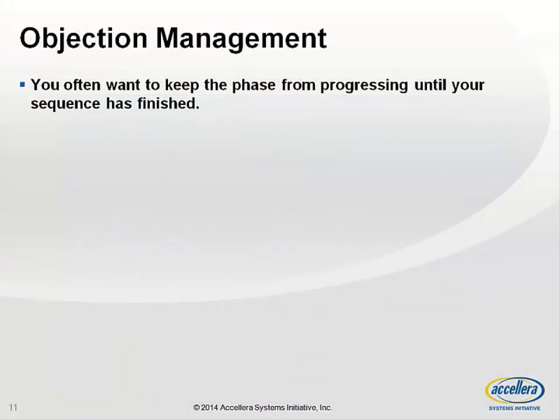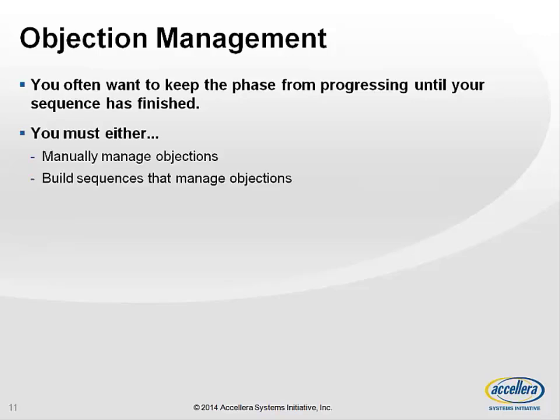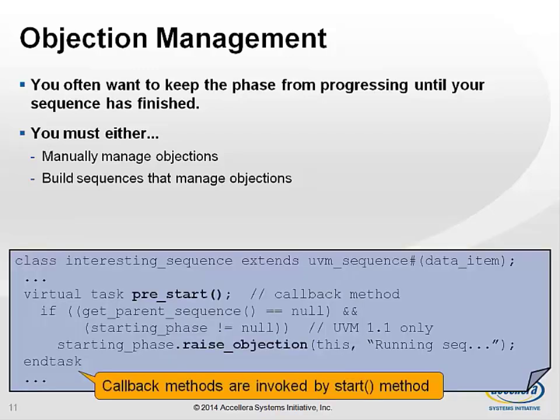Which mechanism you use depends on various factors, and you get to decide. When we're generating stimulus, we often want to send all our stimulus before the test finishes. We want to somehow tell the test, we want to object to the end of the test, even the end of the phase. We want to object to the end of the phase until that body method has finished running. So you have to do one of two things. You have to manually manage the objections, or you have to build sequences that manage the objections themselves. You saw an example in John's. You could simply just create the sequence, grab the phase handle, and raise an objection, do whatever you want, start the sequence, wait for it to finish, and then lower the objection.